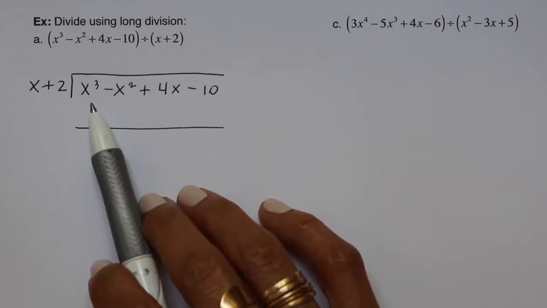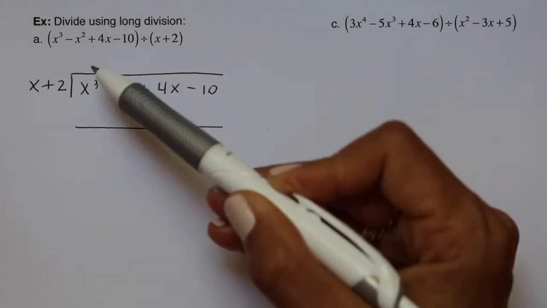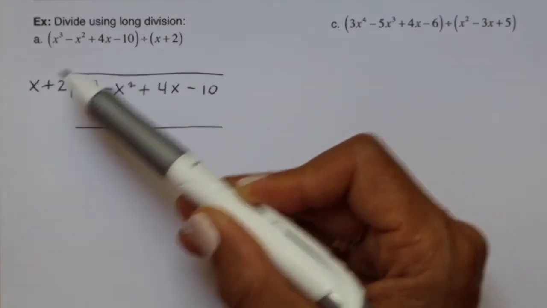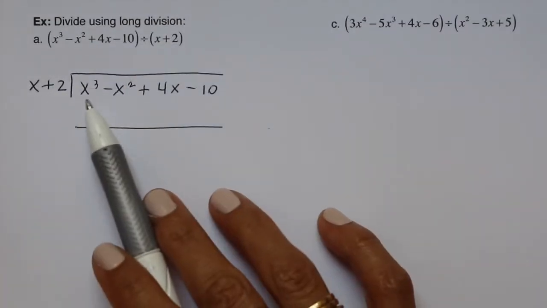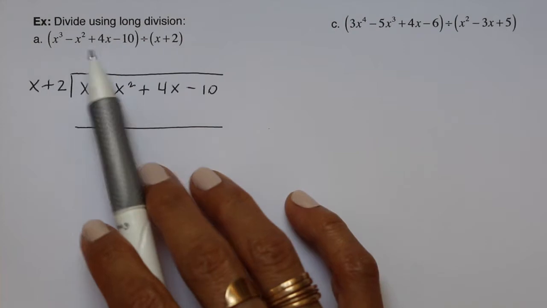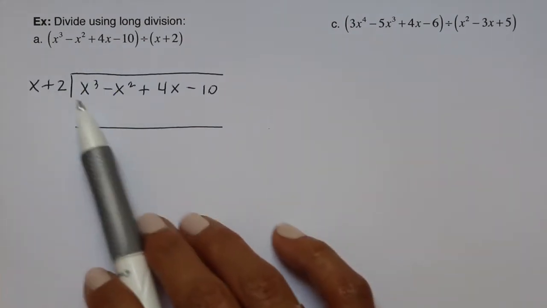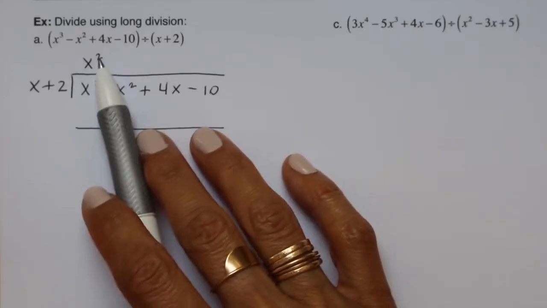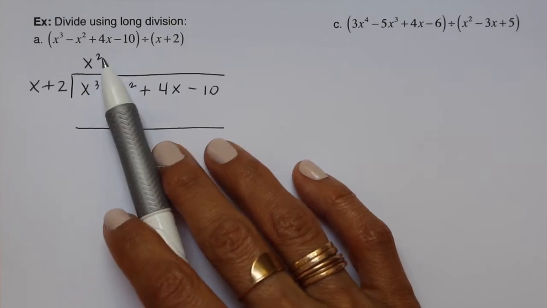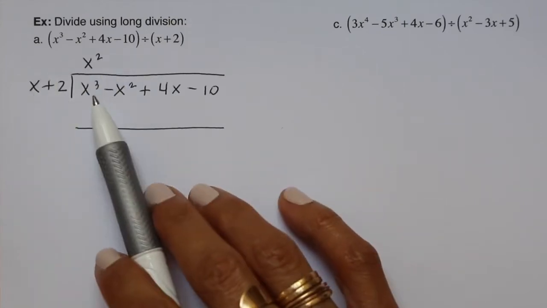So what we're doing is we're asking ourselves, what expression can we put up here that when we multiply by x, we get this first term, x cubed? So again, you can say, what times x makes x cubed? And you get x squared. If you think about it, x squared times x to the 1 will make x cubed.